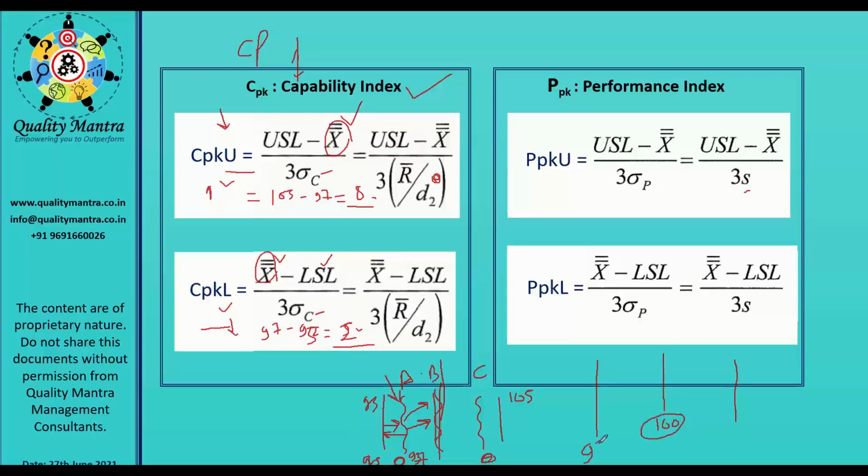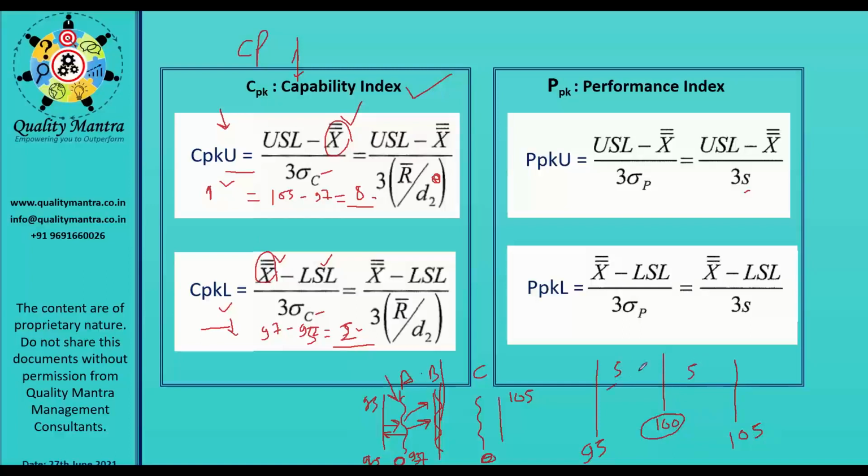Now, in that scenario, tell me what will be the value of your CPK, CPKU and CPKL? Is it different or is it the same? It will be the same. Why? Because 100 minus 95 is 5 and 105 minus 100 is also 5.